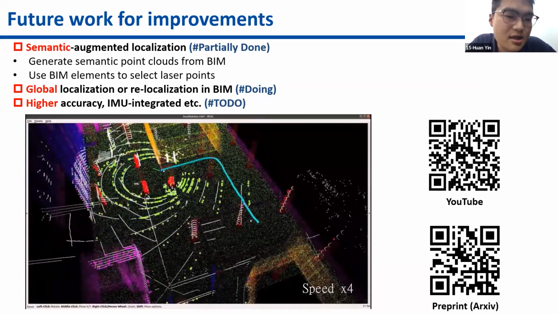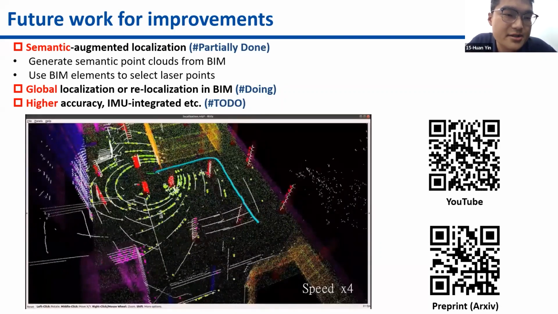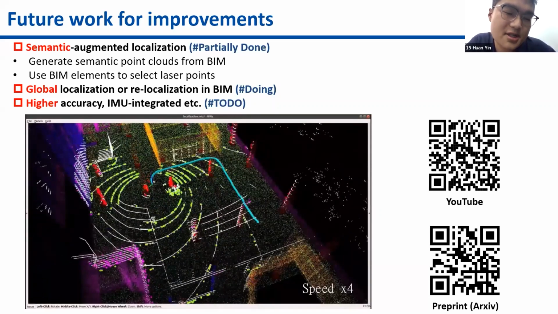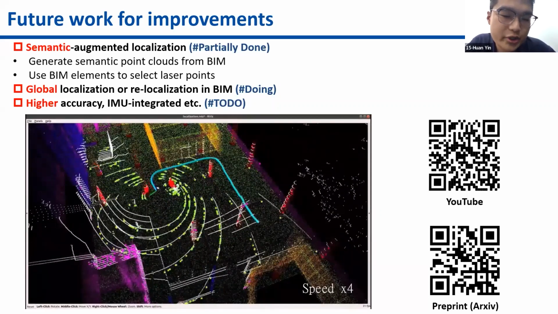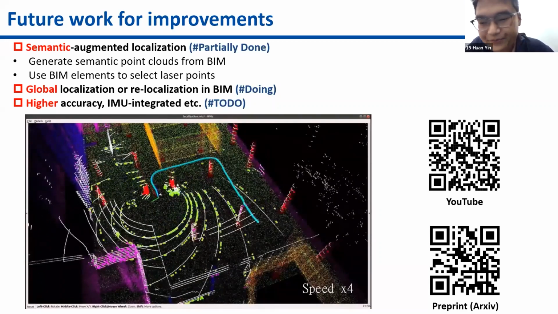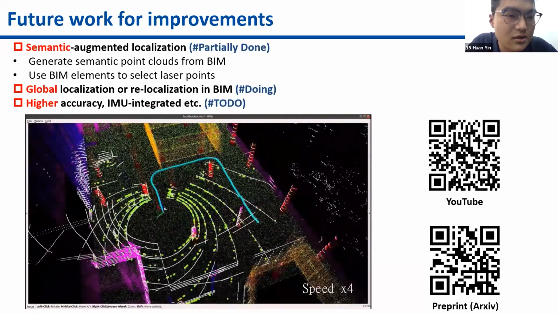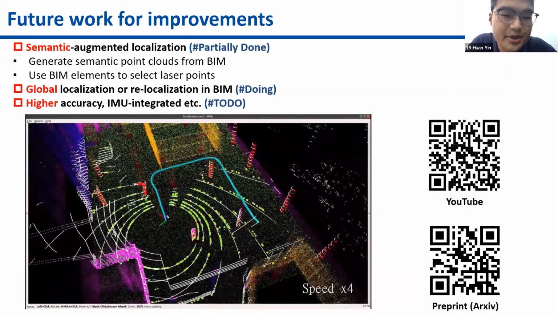I think another direction is how to fuse some other sensors, such as IMU and wheel odometry, to achieve higher accuracy. Here is a video of some work we have done on semantic localization in BIM.